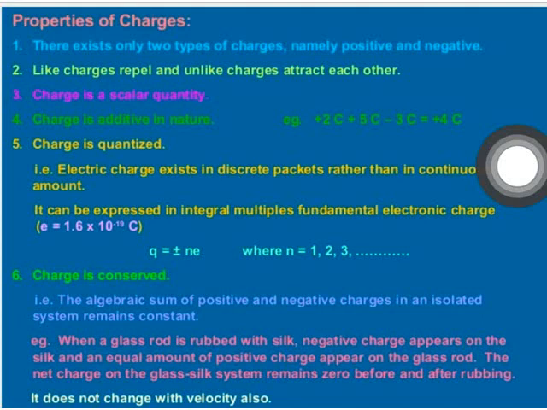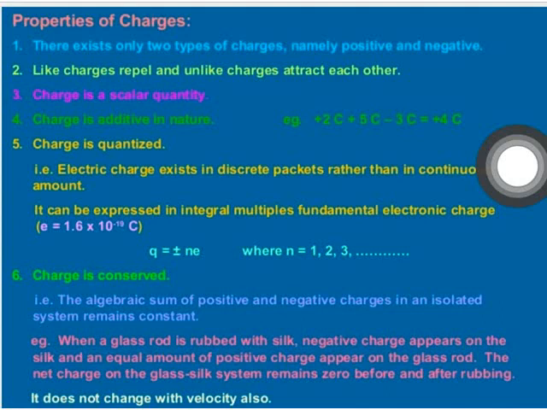Now, the third property of the charge is conservation of charge. By the conservation law of charge, we mean that the total charge of an isolated system remains constant. Or you can say that the electric charge can neither be created nor be destroyed. They can only be transferred from one body to another.